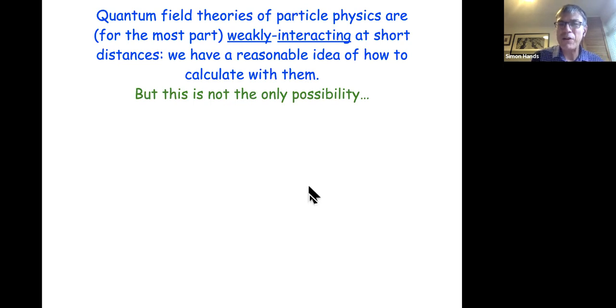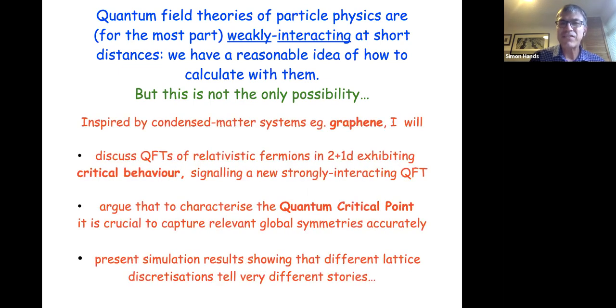But that really doesn't exhaust the only quantum field theories we can think about. I'm going to discuss today what happens if the field theory is strongly interacting at short distance. I'm going to draw inspiration from condensed matter physics, in particular layered, two-dimensional systems, the famous one being graphene. I'll highlight the possibility that they have some kind of critical behavior. In other words, there's some phase transition going on, and at that critical point there could be a new, strongly interacting quantum field theory, hitherto unexplored.